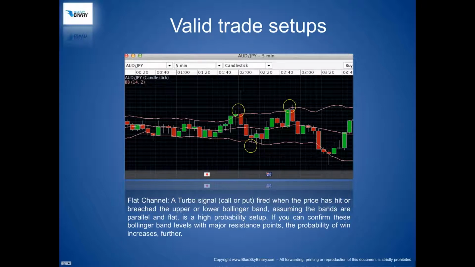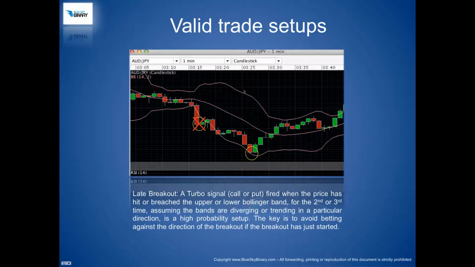Okay, and the same held true later on when the signal fired for the third time as a put when the price had hit the upper band. So these are 3 wins in the time span of just an hour. So flat channels are the best setups. Let's look at another setup.